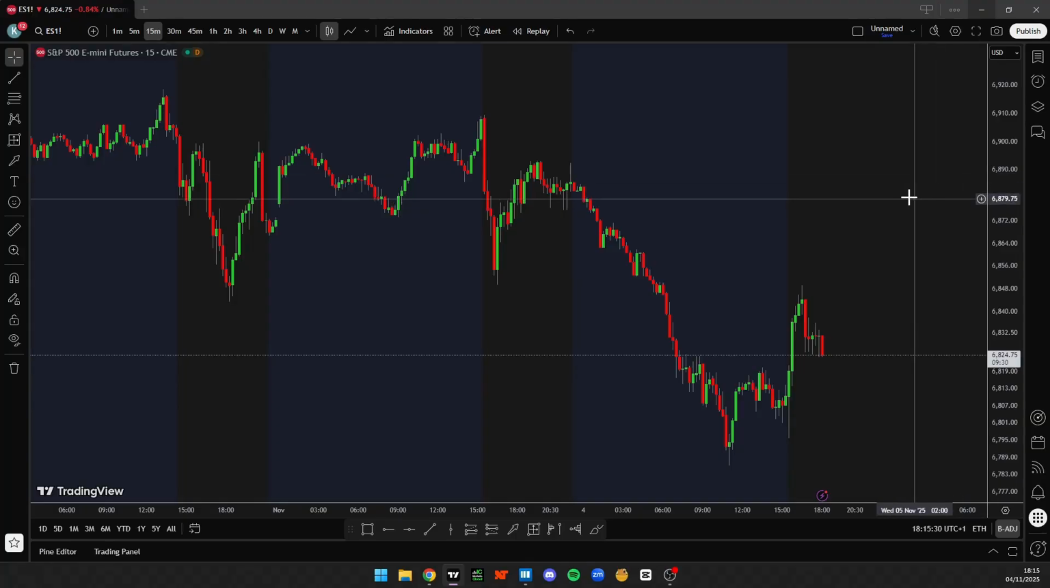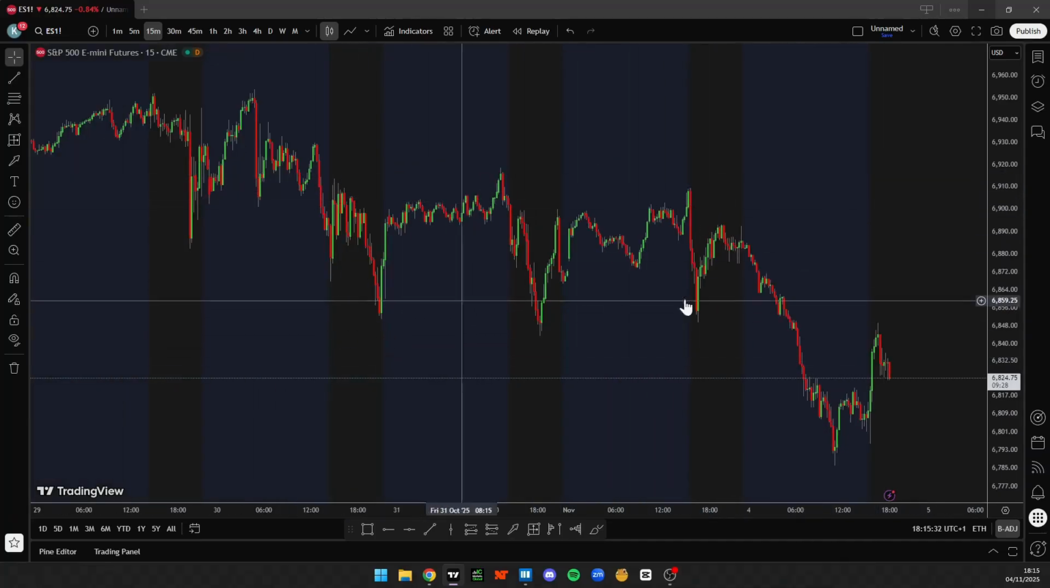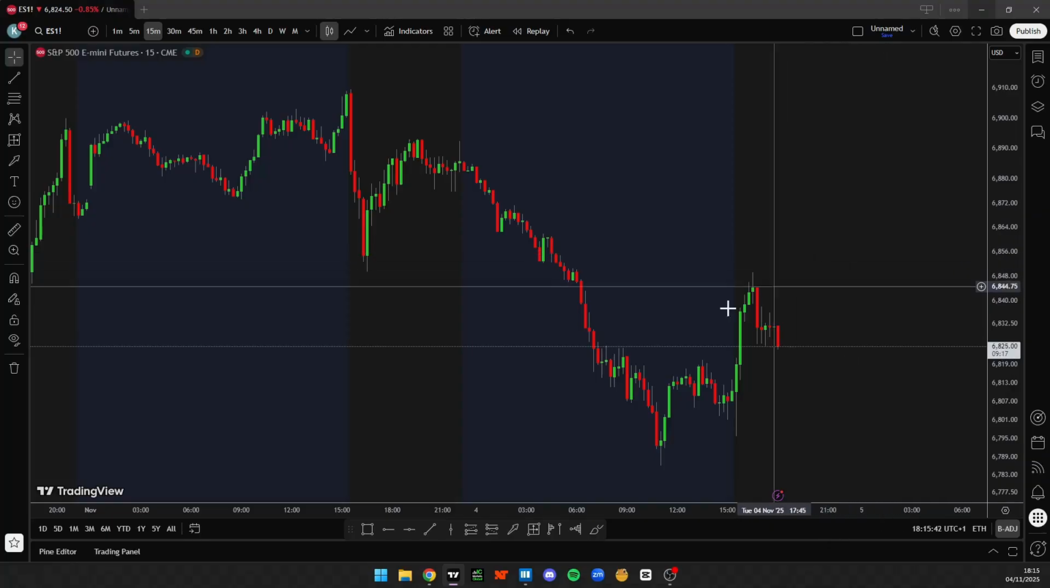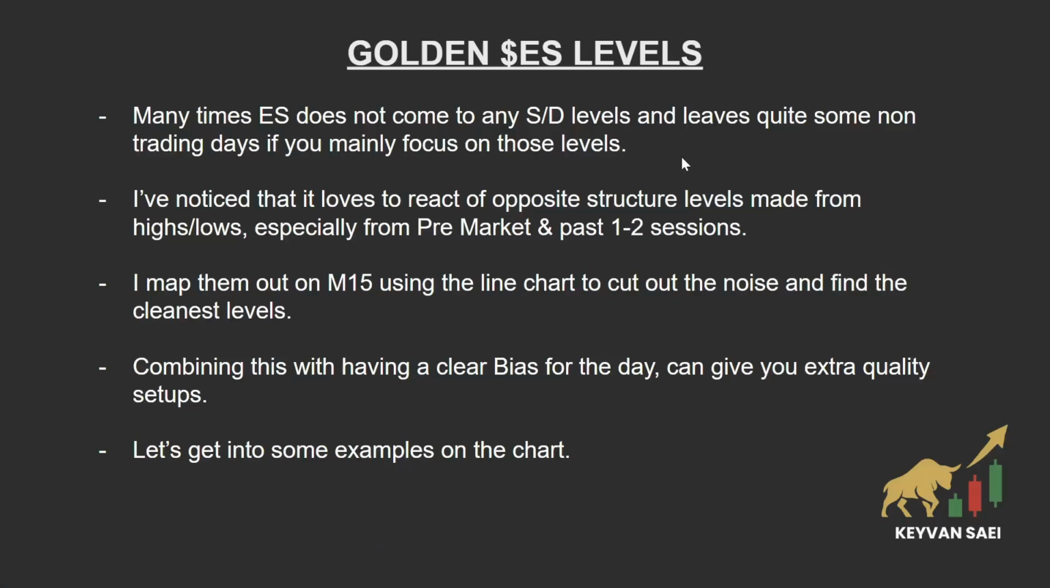Obviously, support and resistance can be very easy. You can just be on the charts and see where the resistance and support is. But there are certain levels that are a bit harder to find, but are actually very powerful. So before we head to the charts and actually find some examples of what happened in the past couple of sessions, let me just cover a few points on the slides.